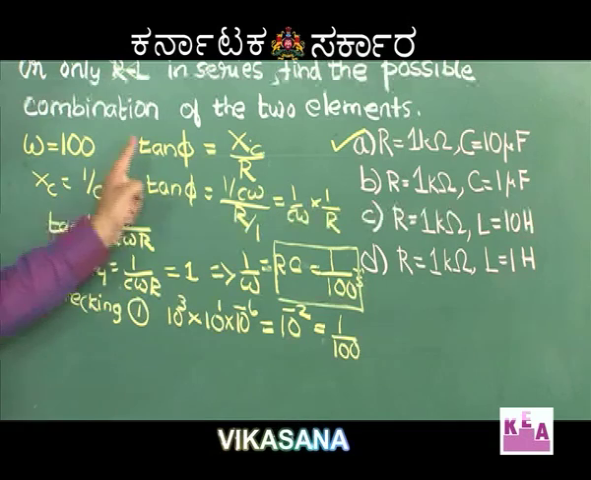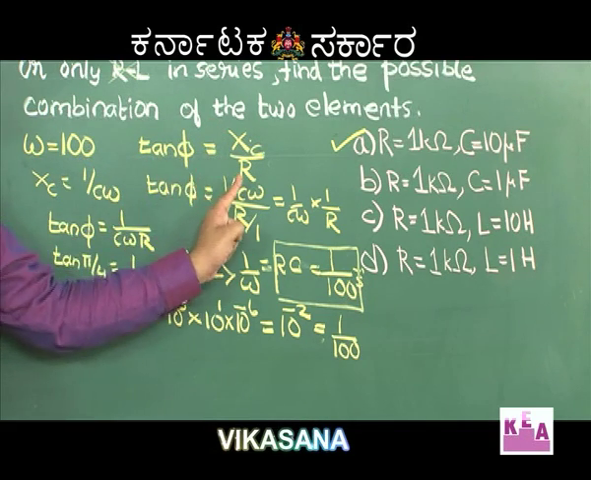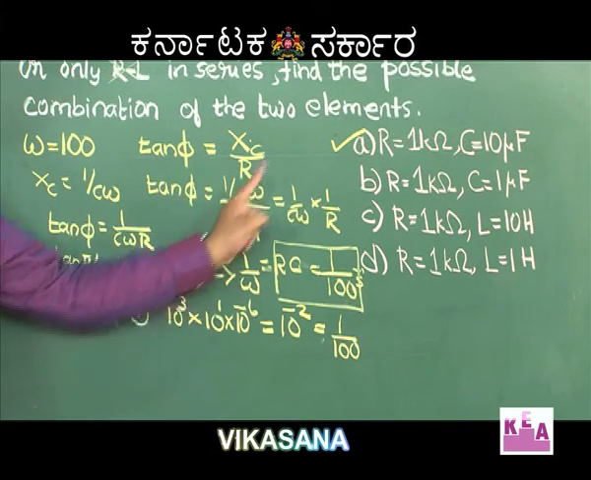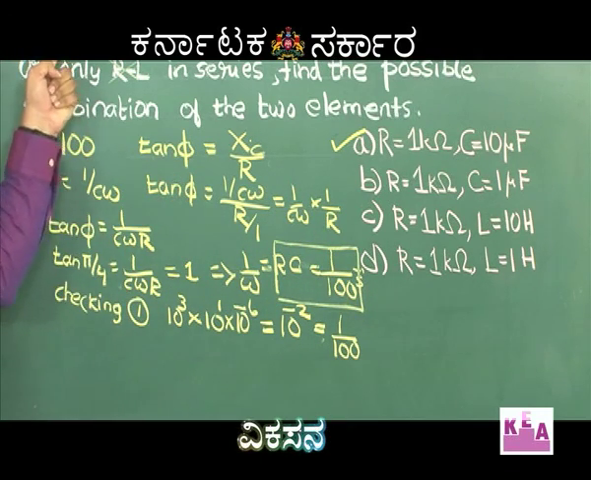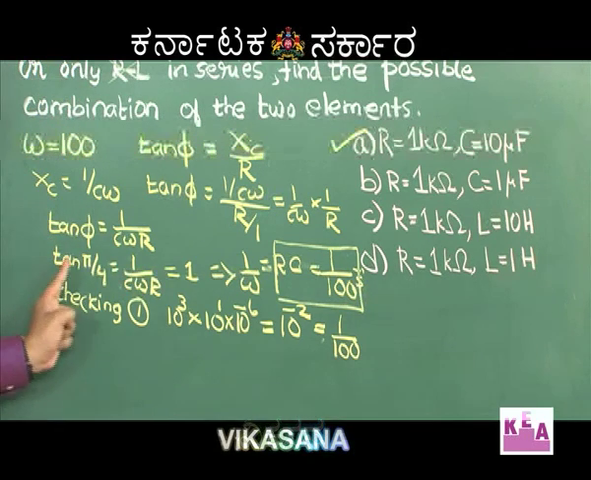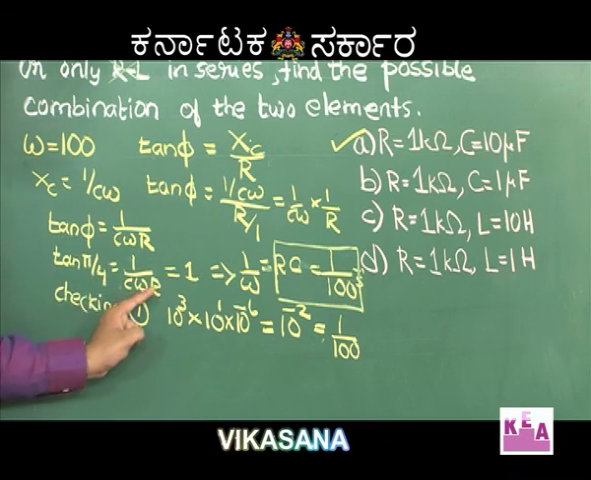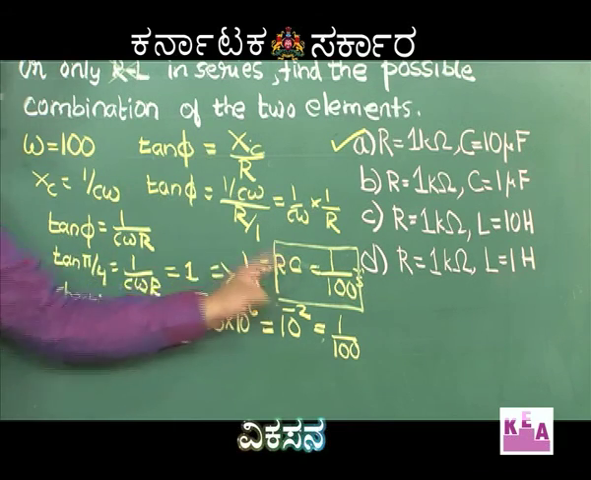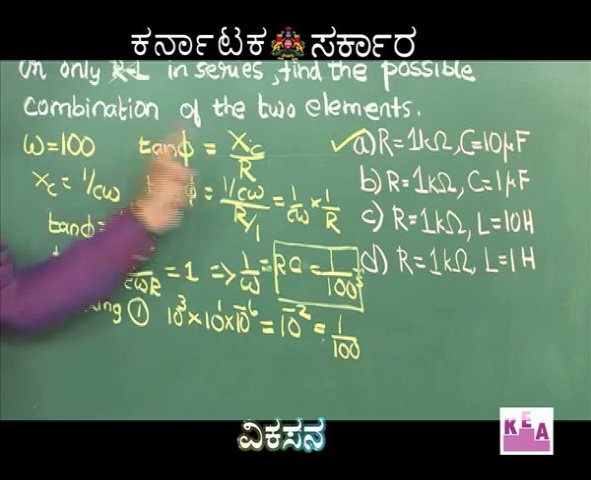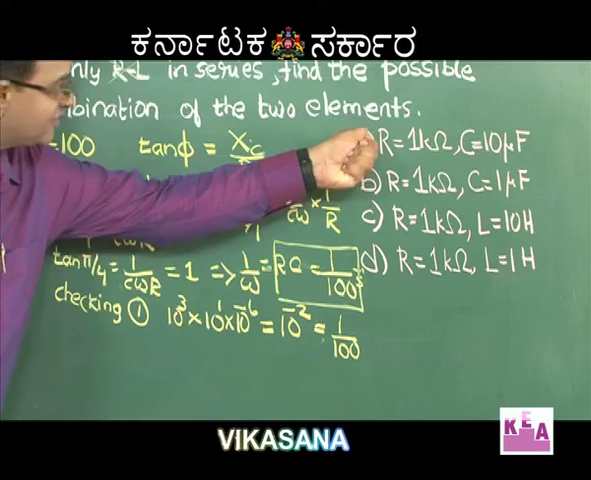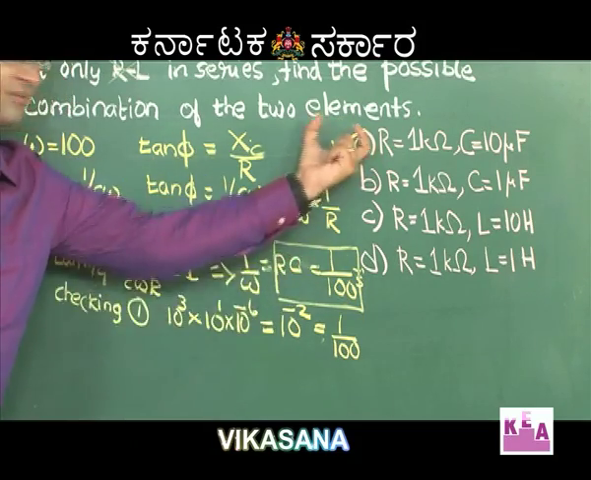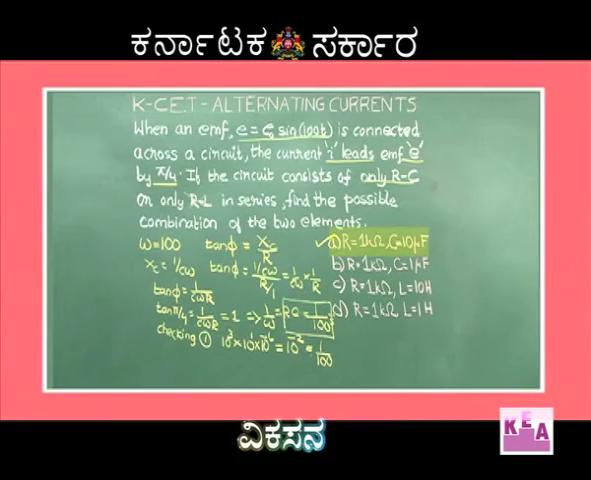And then we use another formula, which is tan phi is equal to XC by R. XC is 1 by C omega, so tan phi is 1 by C omega R, but phi is nothing but the phase angle between current and voltage, which is pi by 4. So, tan pi by 4 is 1 by C omega R, and tan pi by 4 is 1. Therefore, if I take RC on one side, RC is equal to 1 by omega. Omega value is 100, we substitute here. So, RC has to be 1 by 100, and only when we substitute for R and C in this equation, the first option satisfies. Therefore, the correct answer is the first option.